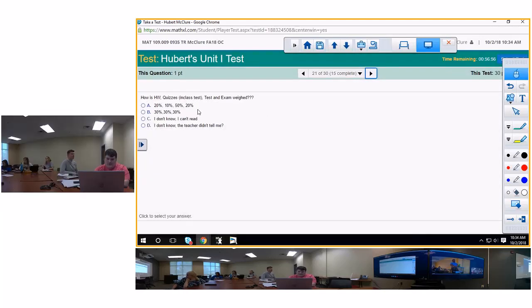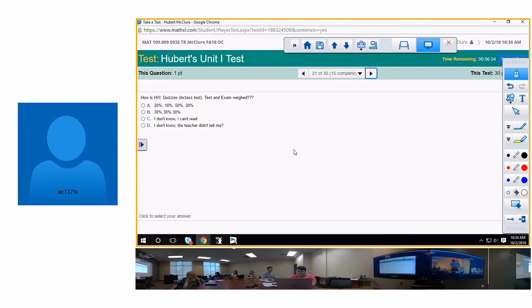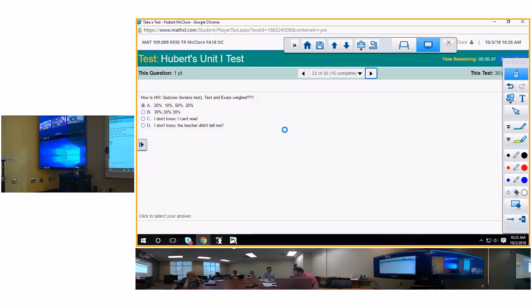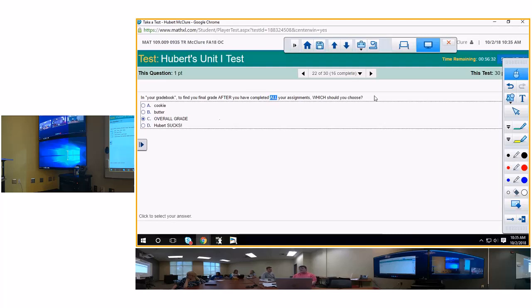Which answer here? The only one that equals what? 100%. 100%. People get that one wrong. In your grade book, to find your final grade after you have completed all your assignments, which should you choose? How about C?